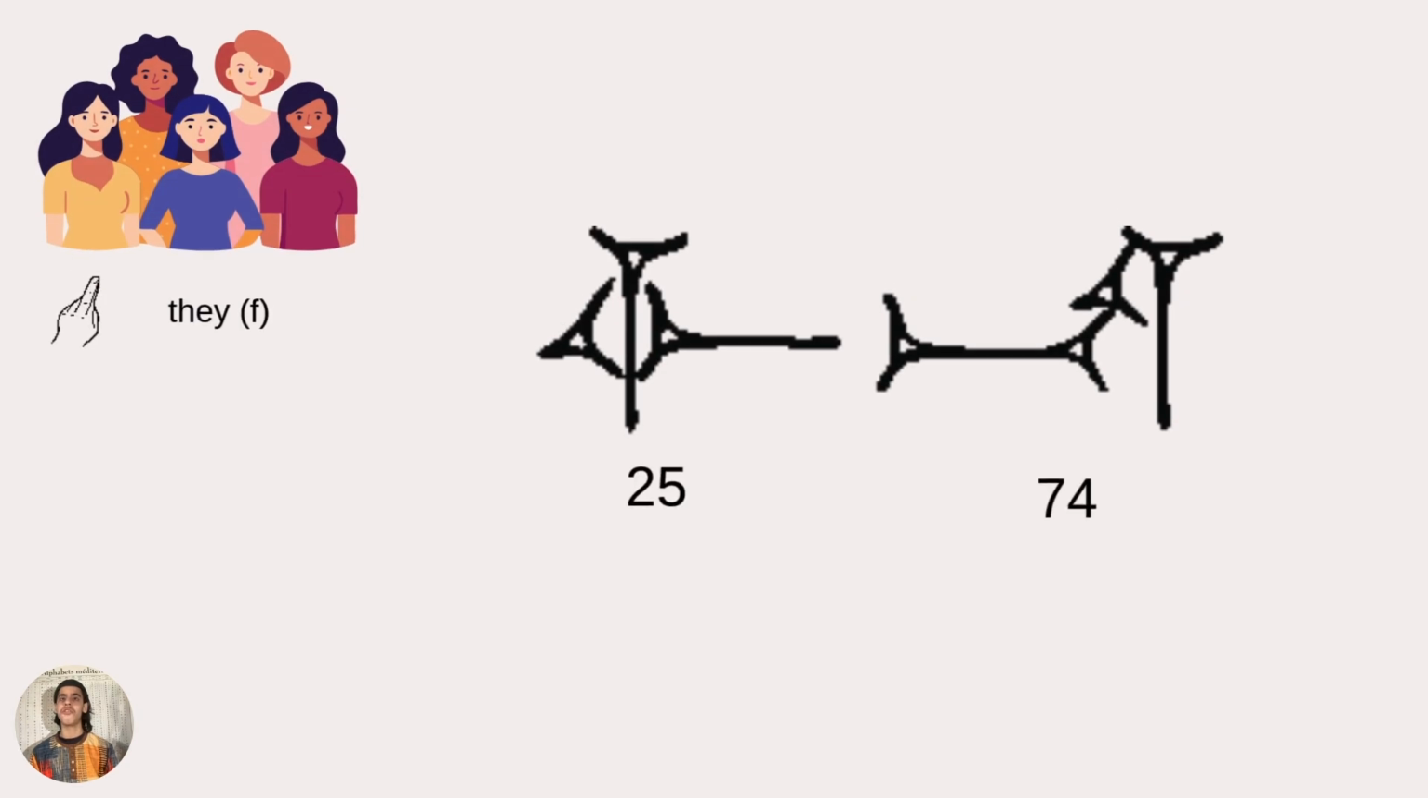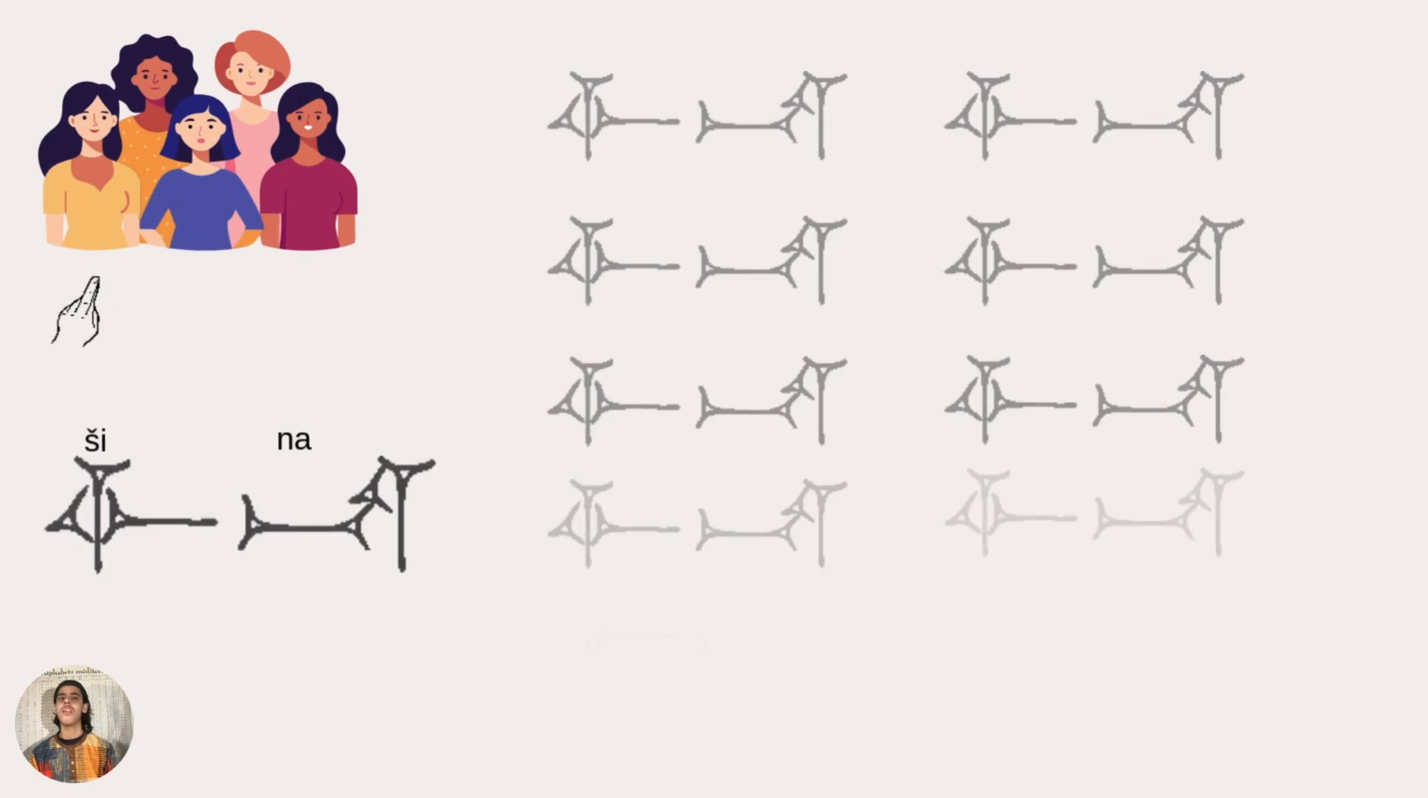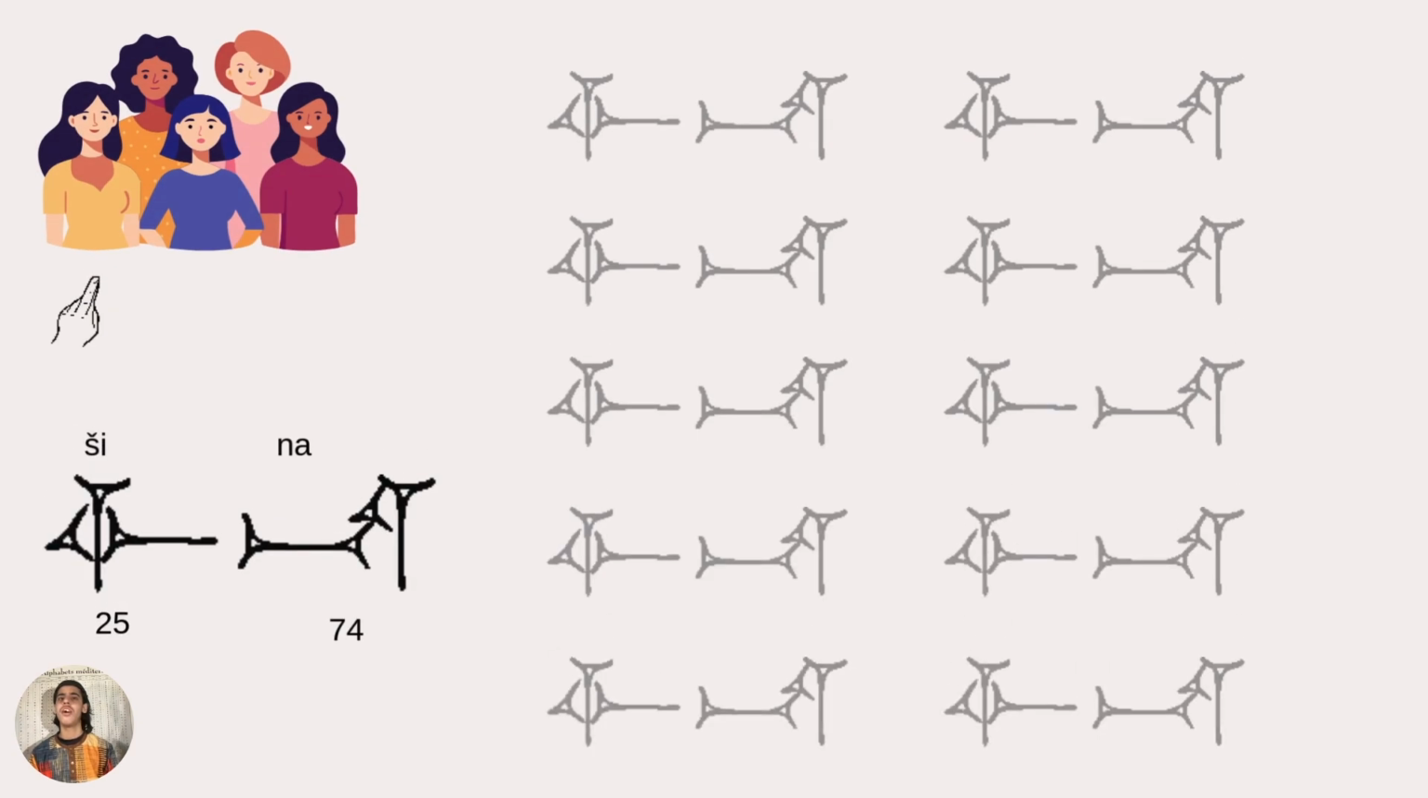So the last one is they, but they are girls. So please try to find out. We have only two signs. Check the table. What is the 25? What is the 74? And here we go. Shina, shina. Great. Please practice writing this word.